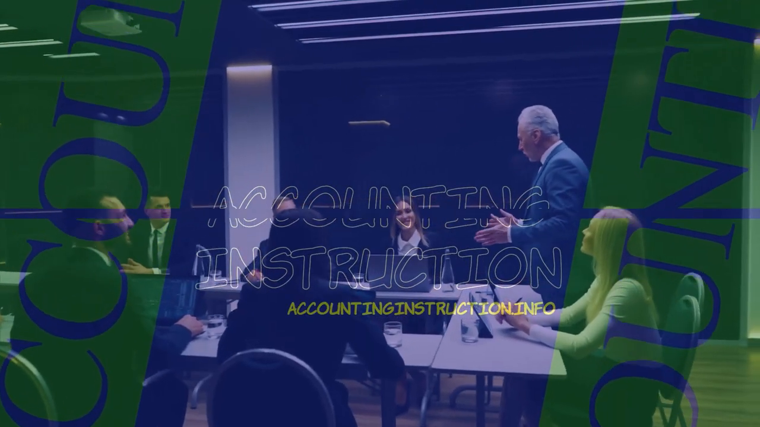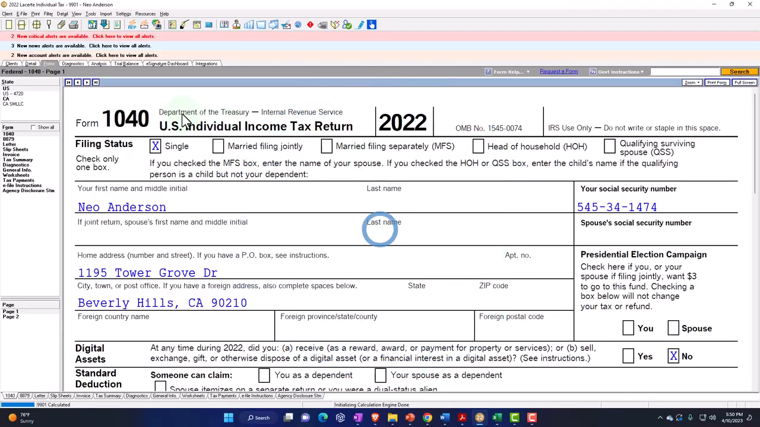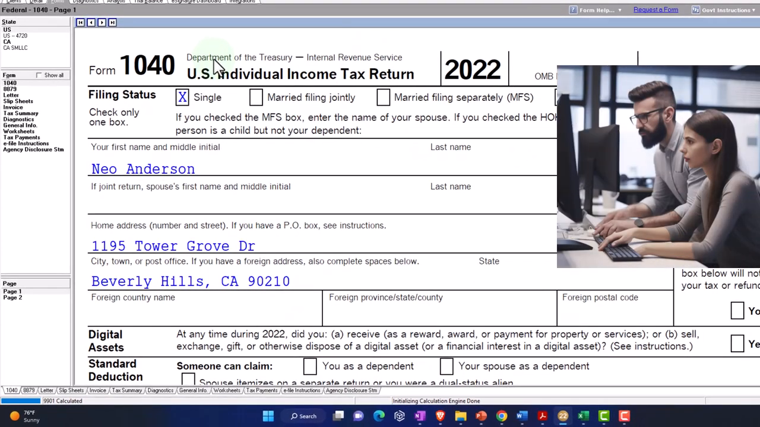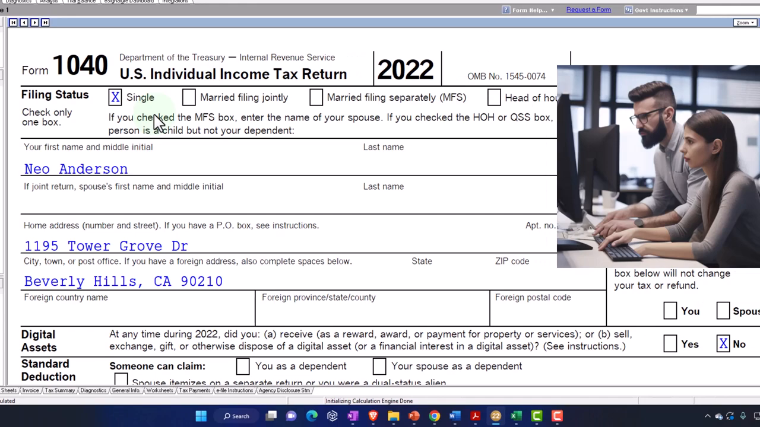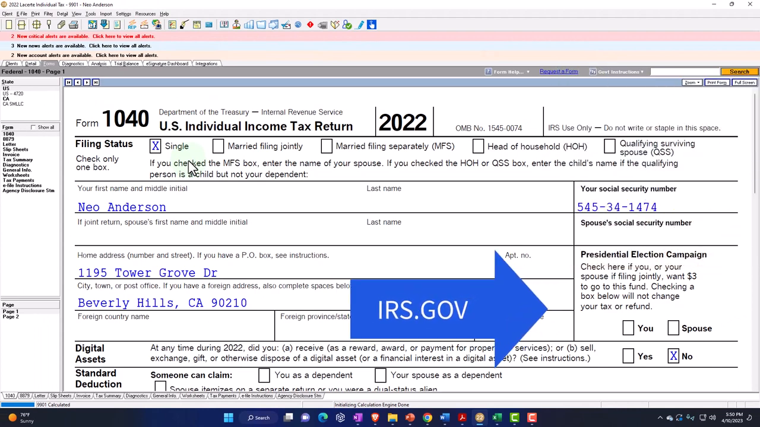Tax software example. Let's do some wealth preservation with some tax preparation. Here we are in our example form 1040, populated with Lacerte tax software. You don't need tax software to follow along, but it's a great tool to run scenarios with. You can also get access to the form 1040 related forms and schedules at the IRS website, irs.gov.